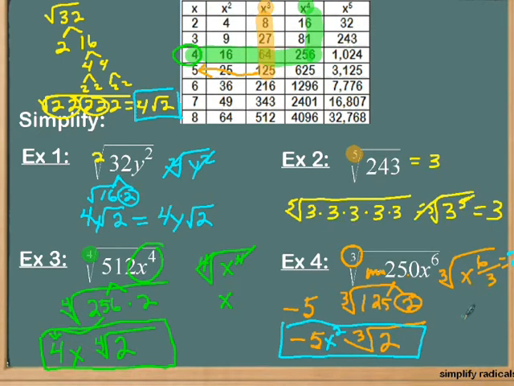I'm going to map this out again. So this x to the 6th for a 3rd index really means that I can map out 6 x's. Ran out of room, so I'm just going to put it below. And how many groups of 3's do I have? I have 1, 2. Because remember, for every 3 you take out 1. So there you go. That would give me the x squared.